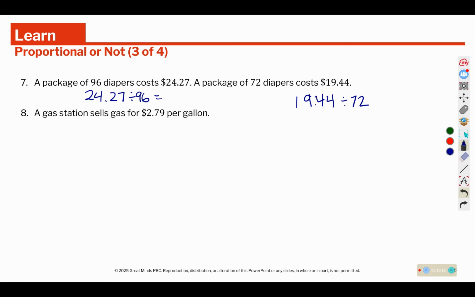So 24.27 divided by 96 is 0.2528 approximately. And then 19.44 divided by 72 is 0.27. These are not the same, so they are not proportional.